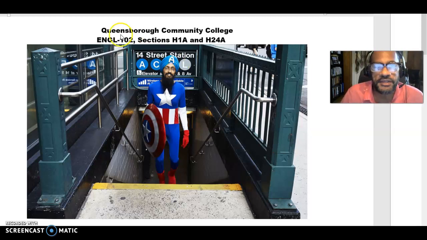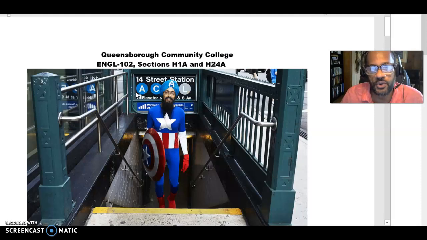So this is Queensborough Community College, of course. You should be able to see a little yellow circle there as I move my cursor around the screen. This is Queensborough Community College, of course, ENGL sections H1A and H24A. I'm doing both sections together. It almost doesn't make a difference that you're in different ones. Your Blackboard courses have the names on them, but it really doesn't make much difference because, as I said in the message I sent out, this course is asynchronous. Asynchronous means, of course, that there is not a specific time for this course.